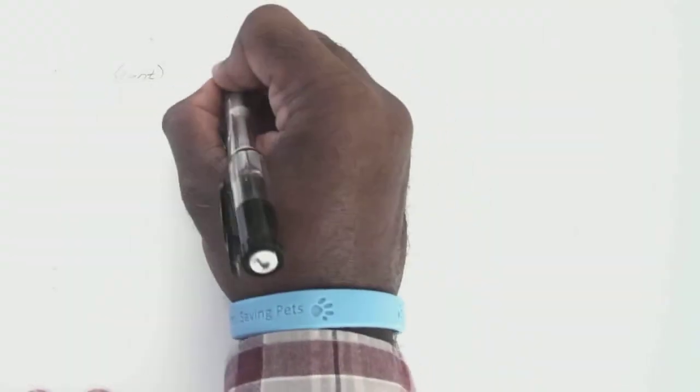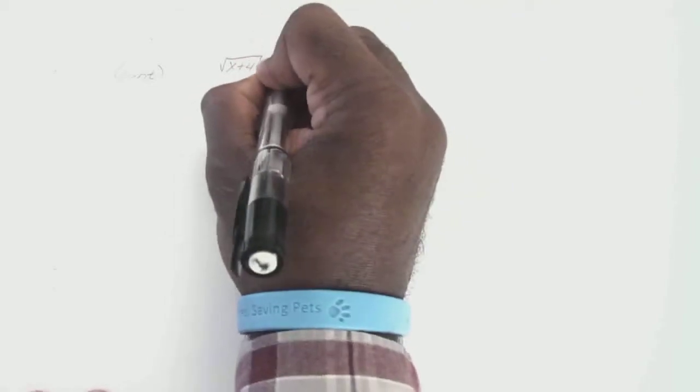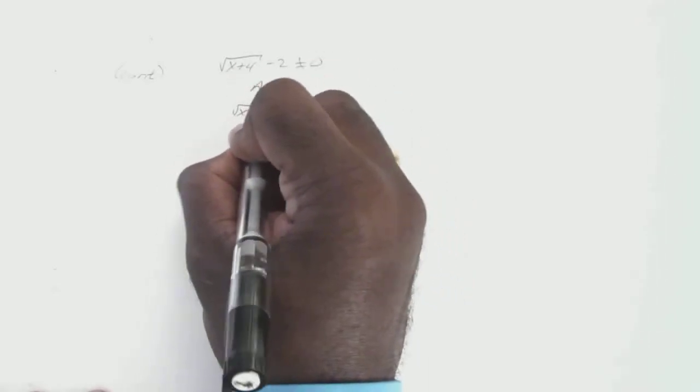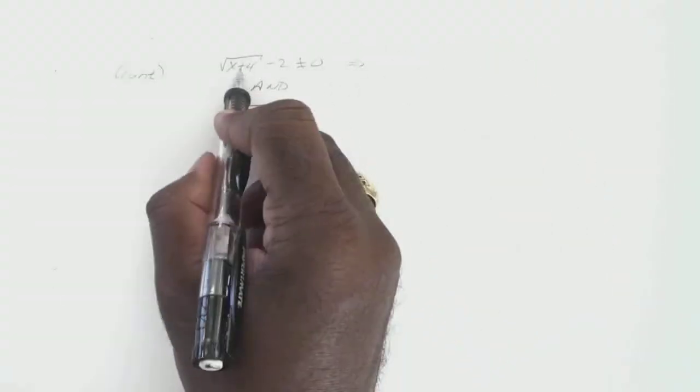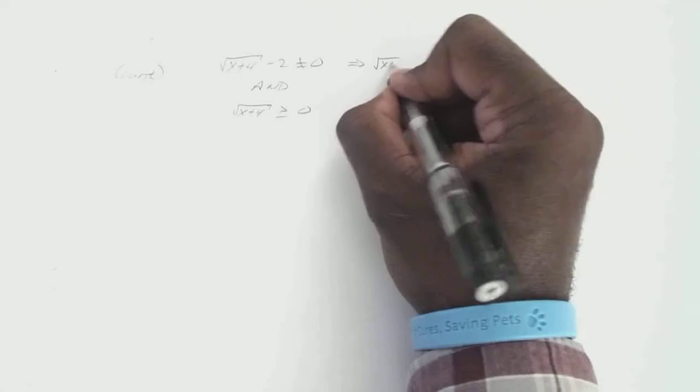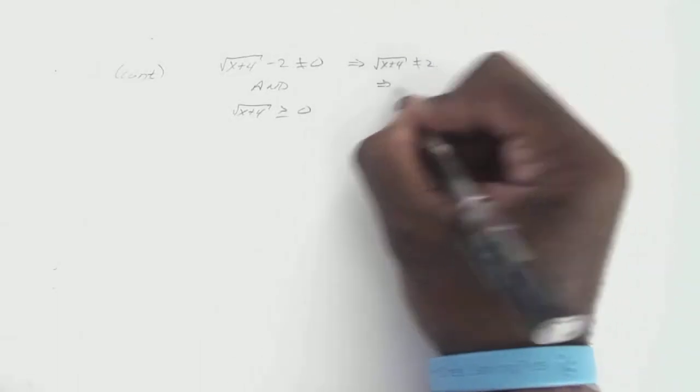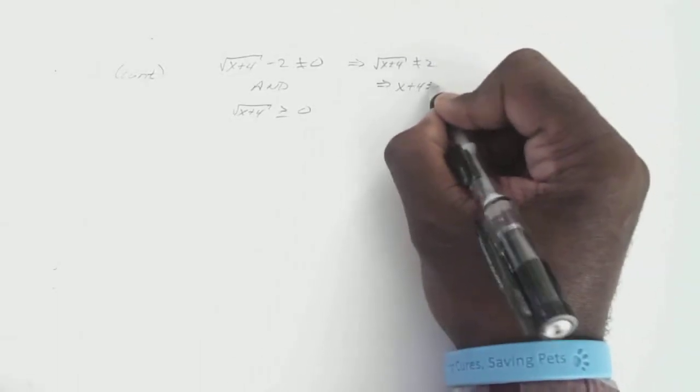And we left off with square root of x plus 4 minus 2 can't equal 0. And square root of x plus 4 has to be greater than or equal to 0. Okay. So now, for this one, if we add 2 to both sides, square root of x plus 4 can't equal 2. And we square both sides. So x plus 4 can't equal 2 squared.